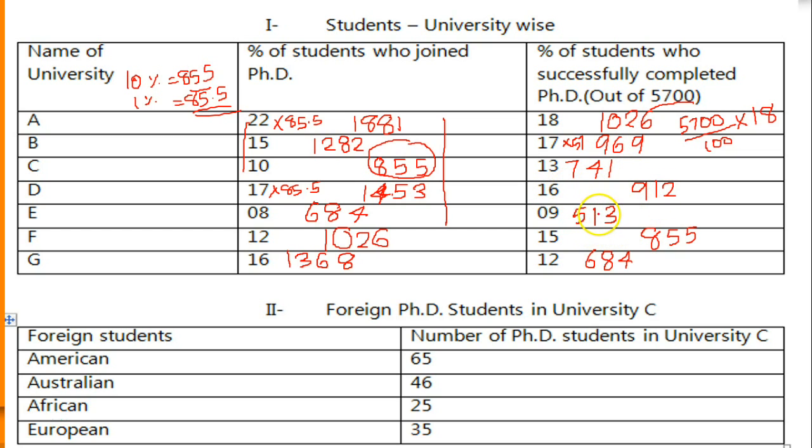And so in the middle box, you get the total number of students who joined PhD in the 7 universities, and on the right side you get the total number of students who completed PhD from the different universities. So you have found out the number of students who joined PhD and the number of students who completed PhD. Now we will be moving to the individual questions.